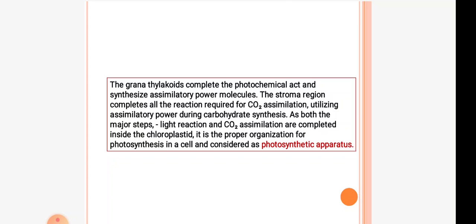The grana thylakoids complete the photochemical act and synthesize assimilatory power molecules. The stroma region completes all the reactions required for CO2 assimilation, utilizing assimilatory power during carbohydrate synthesis. Both the major steps, light reaction and CO2 assimilation, are completed inside the chloroplastid. So it is the proper organization for photosynthesis in the cell and it is considered as a photosynthetic apparatus.